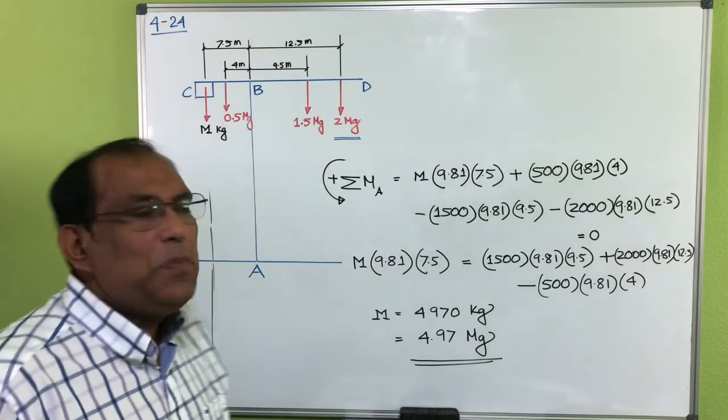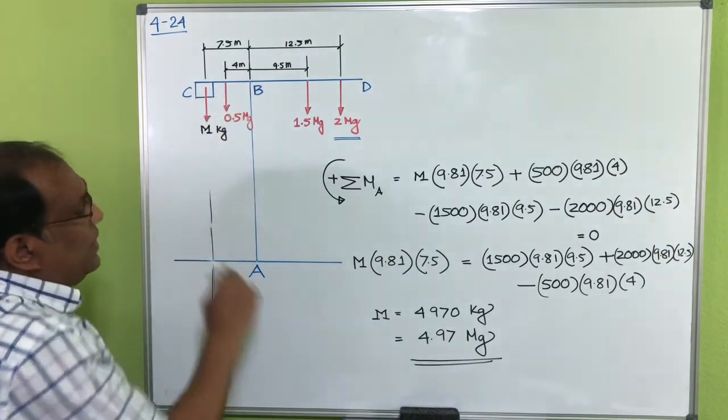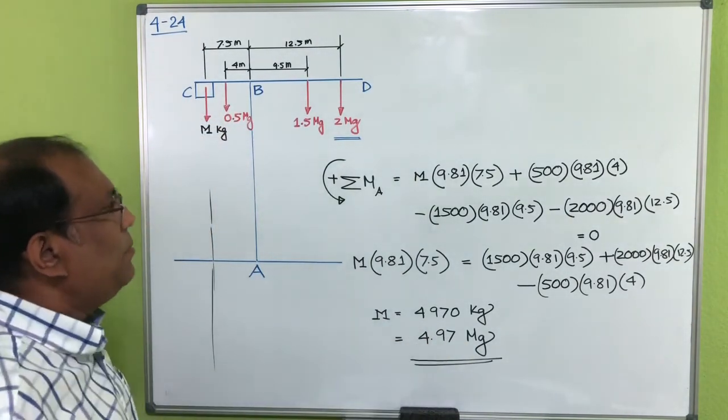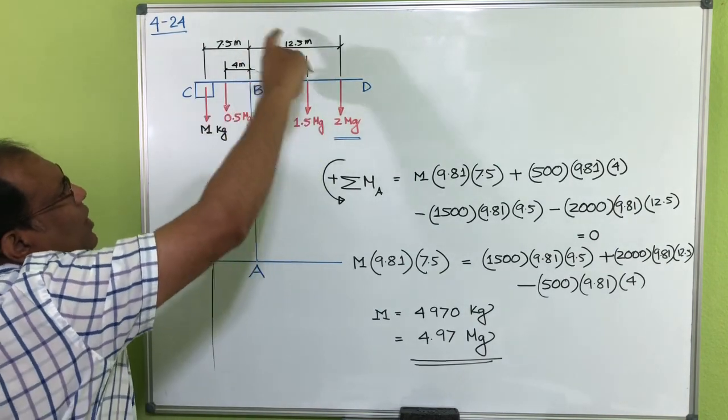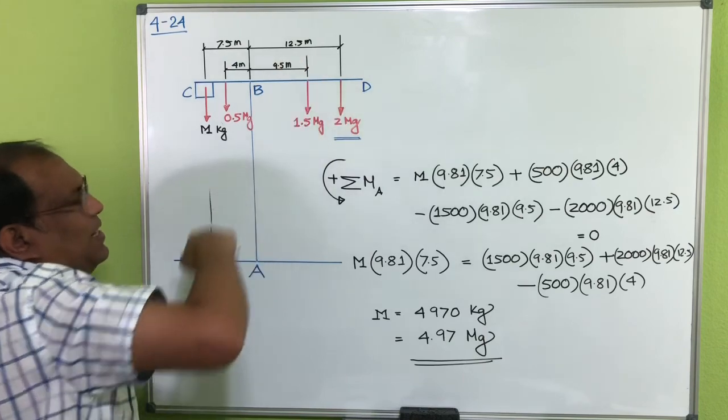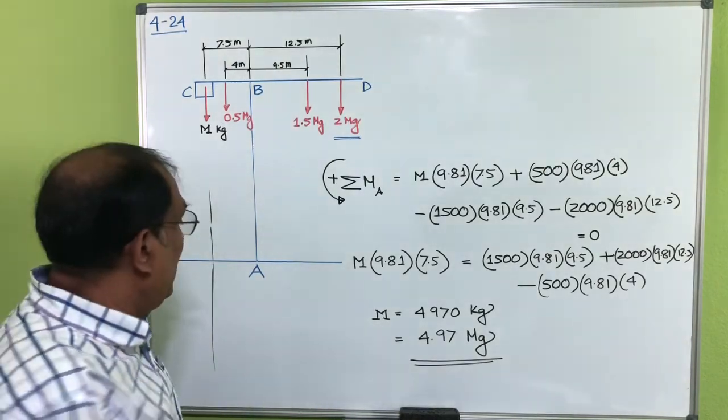Okay, this means if the counterweight is 4.97 megagram, then the moment in this direction will be counterbalanced by this direction. Okay, so the overall moment at point A should be 0.